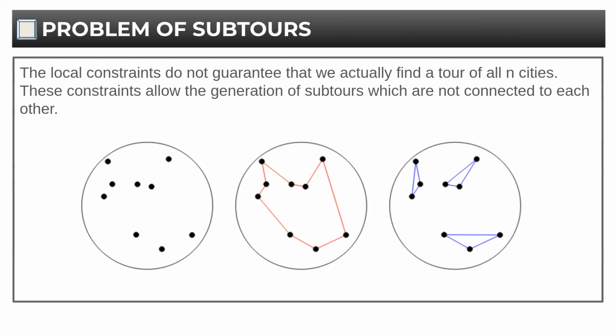Next we talk about the problem of subtours. The local constraints that we just defined do not guarantee that we actually find a tour of all n cities. These constraints allow the generation of subtours which are not connected to each other. As we can see on the left hand side, we have some cities, and the middle is an optimal solution of the TSP problem. But the constraints we just defined can also lead to a solution given on the extreme right, where all cities are connected but not completely to each other. Here we see that subtours have formed.